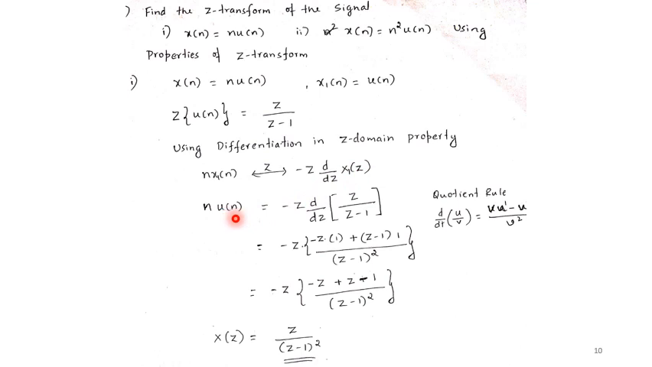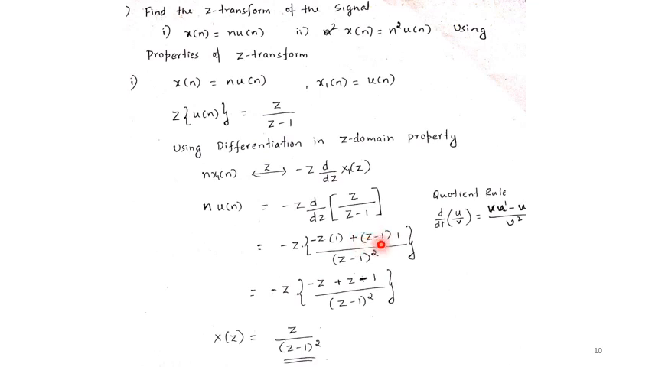Therefore, the transform of n into u of n is given by minus z d by dz of z by z minus 1. Here I'll apply the quotient rule, u by v. The differentiation of u by v is given by v into u dash minus u into v dash, divided by v square. So I write z minus 1 into 1 minus z into 1, divided by z minus 1 whole square.